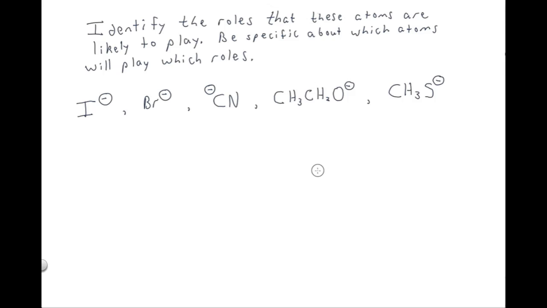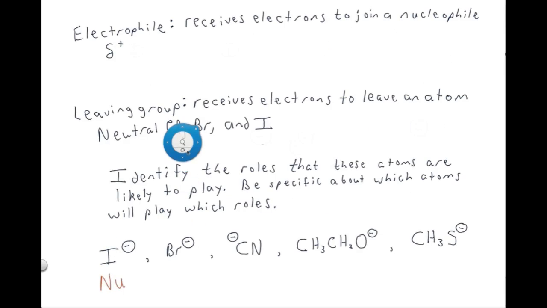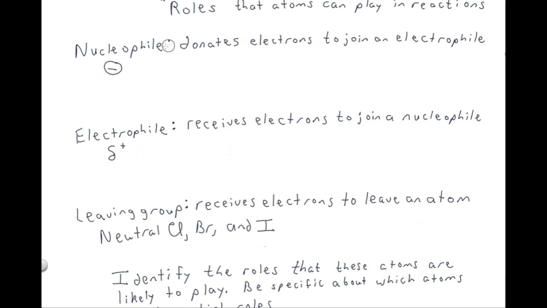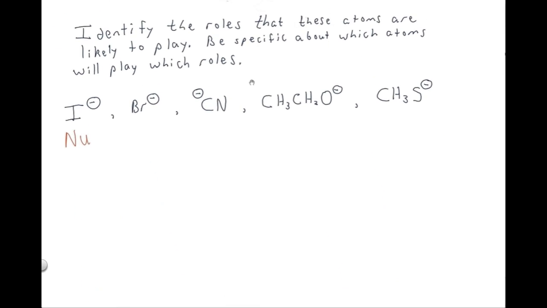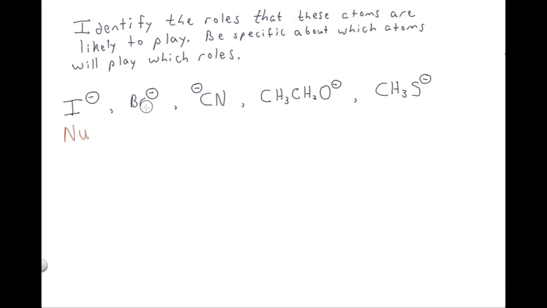I hope you actually gave that a shot. Well, notice that this iodide has a negative charge, and we know negative charges tend to make atoms into nucleophiles. This atom wants to donate electrons to get rid of its negative charge. So we would expect this iodide to be a nucleophile. A negative charge makes an atom nucleophilic, so it can donate its electrons to get rid of the negative charge. For the same reason, we would expect this bromide to be a nucleophile because of the negative charge.